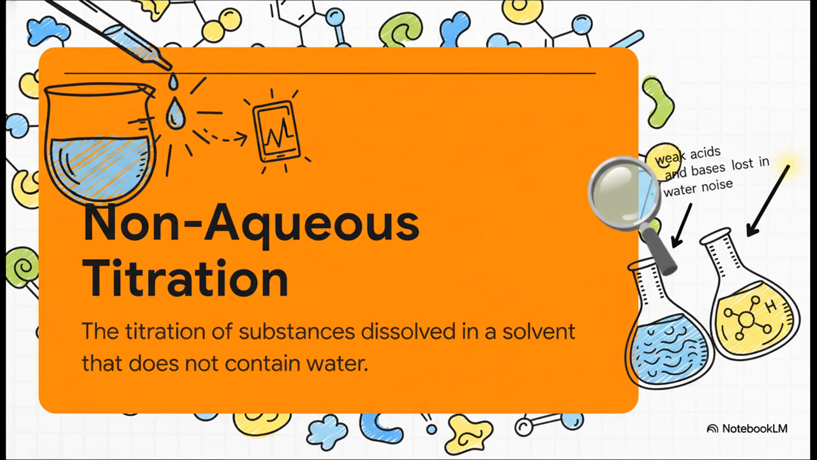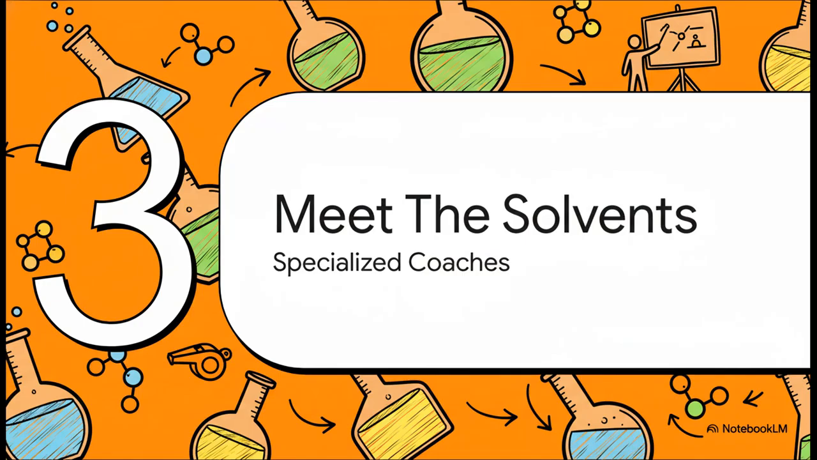And that's where non-aqueous titration comes in. This is the secret weapon for all those weak acids and bases that just get lost in the noise of water. By swapping out the solvent, you create a brand new playing field where you can finally get that clear, crisp measurement you need. Now, the trick is picking the right solvent. Think of these non-aqueous solvents as specialized coaches. Each one has a totally different strategy for coaxing those shy chemical players out of their shells.